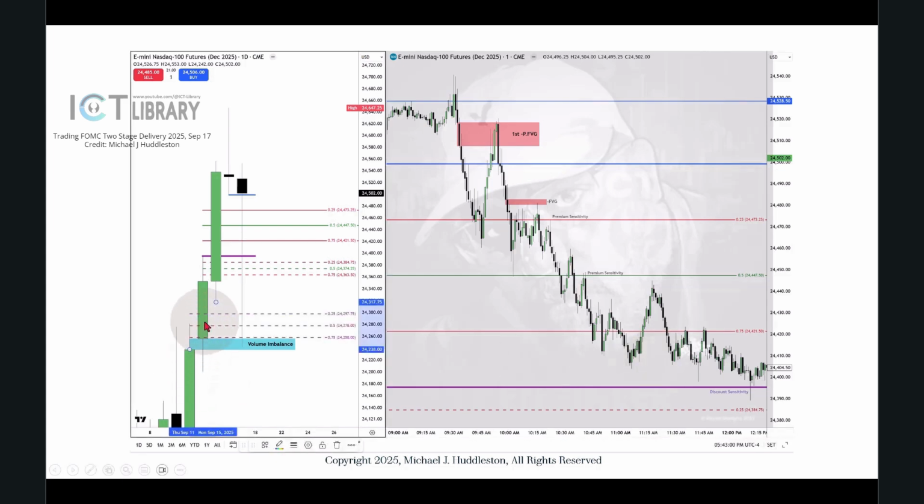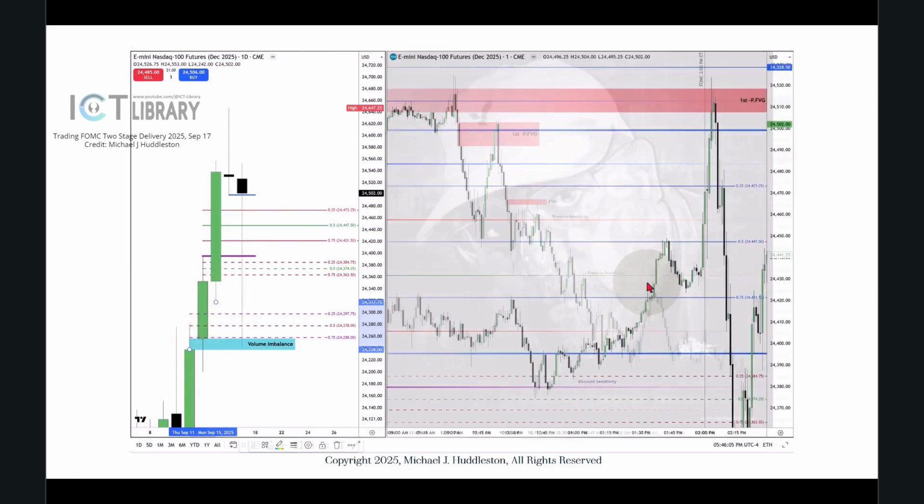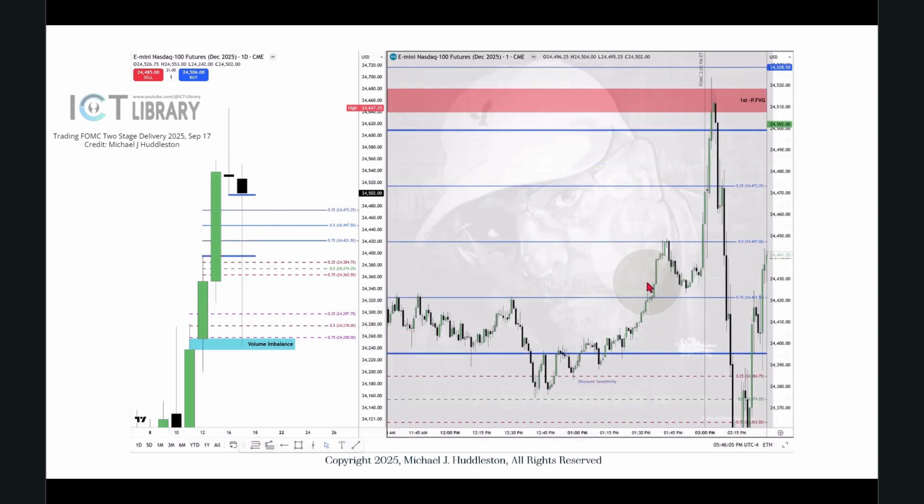And now I am grading the fair value gap here, but including the volume imbalance to that low. Now scrubbing over more into the day, now into the PM session, we can see the sensitivity around that 24,384.75 level, which is this one here. So at this moment, price is at 12:45. It's trading right here, and it's just fallen just above the consequent encroachment level right there.